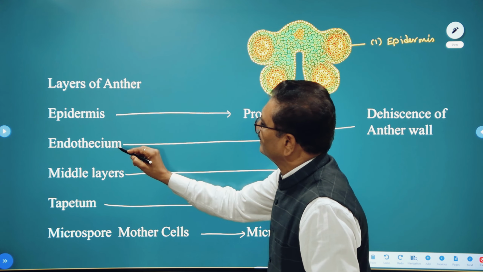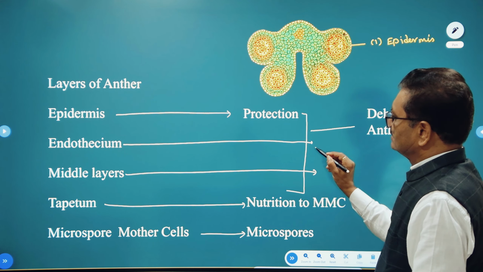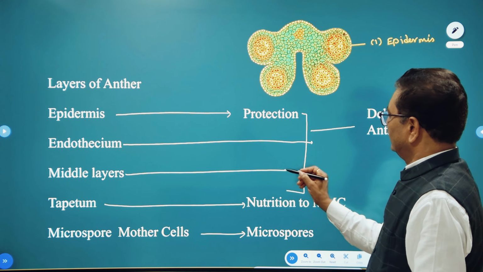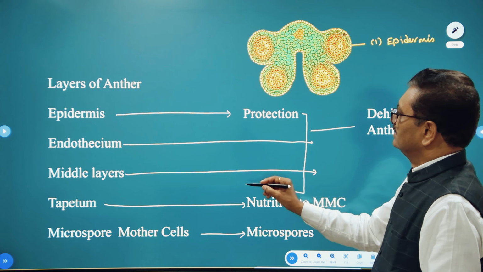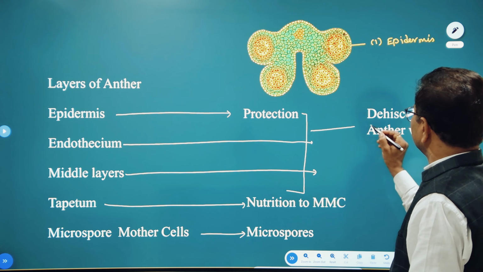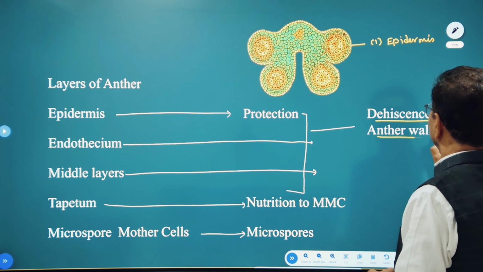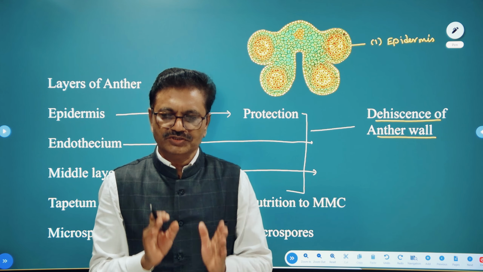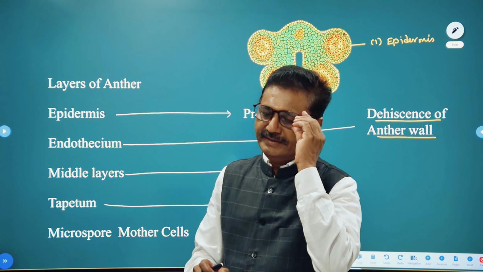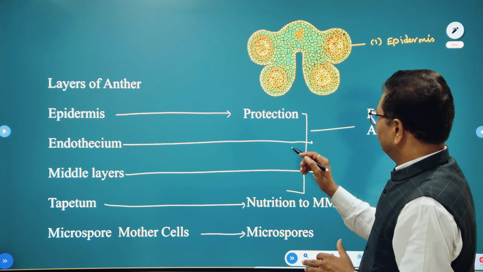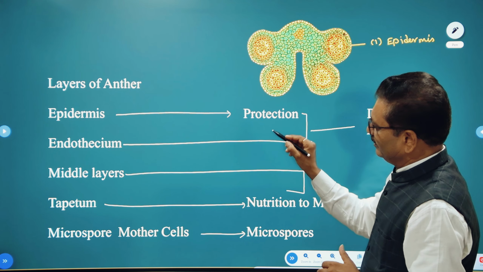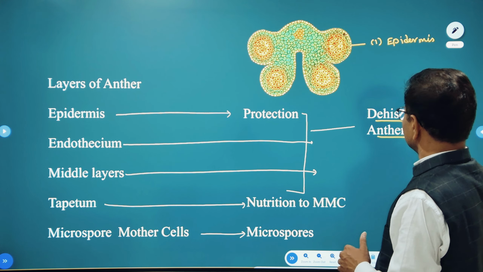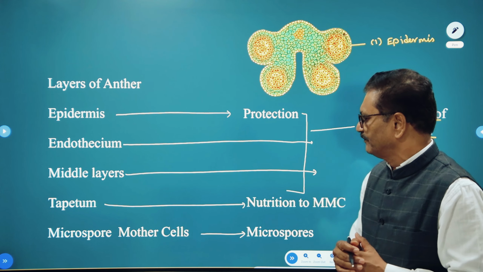The second layer, what is it? Endothecium. Endothecium and middle layer, these two layers, along with the epidermis, take part in forming the anther wall. When does dehiscence of the anther wall happen? At the maturity of the anther, after development of pollen grains, the anther dehisces, and the epidermis, endothecium and middle layer, these 3 have a role in dehiscence of the anther and liberation of pollen grains.